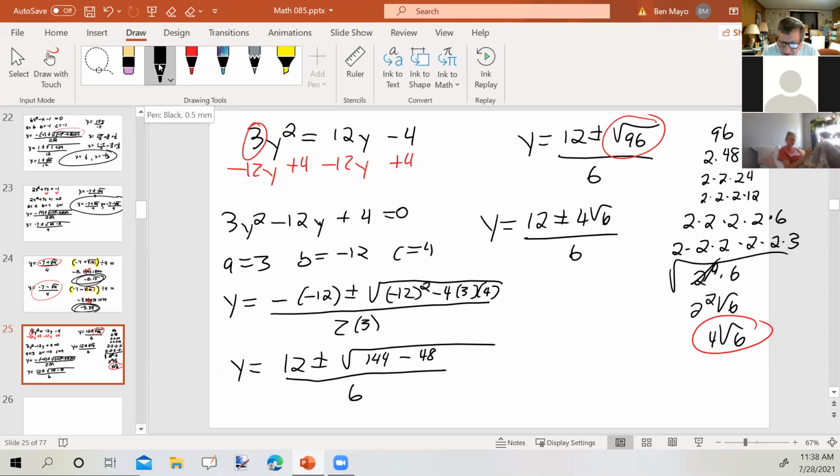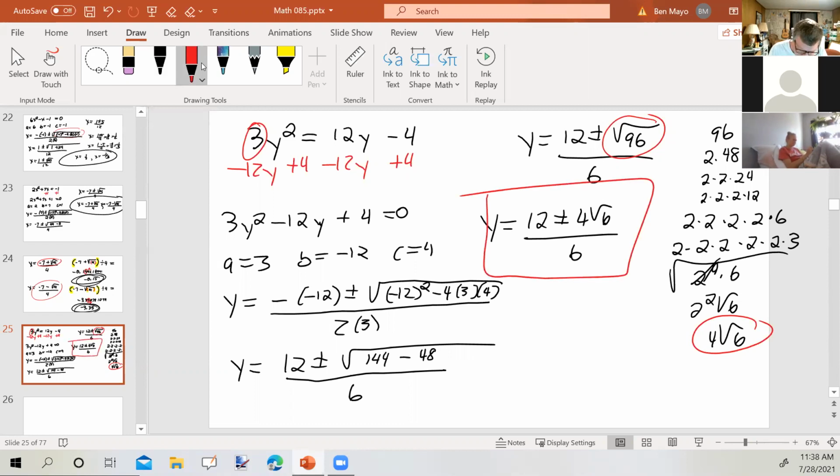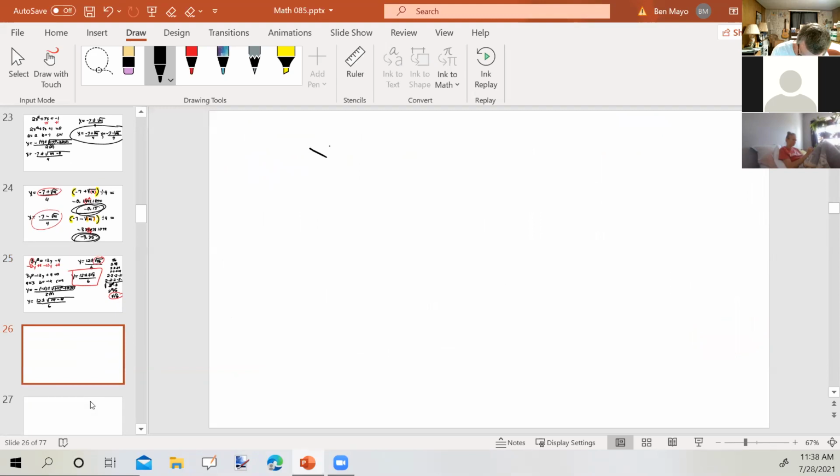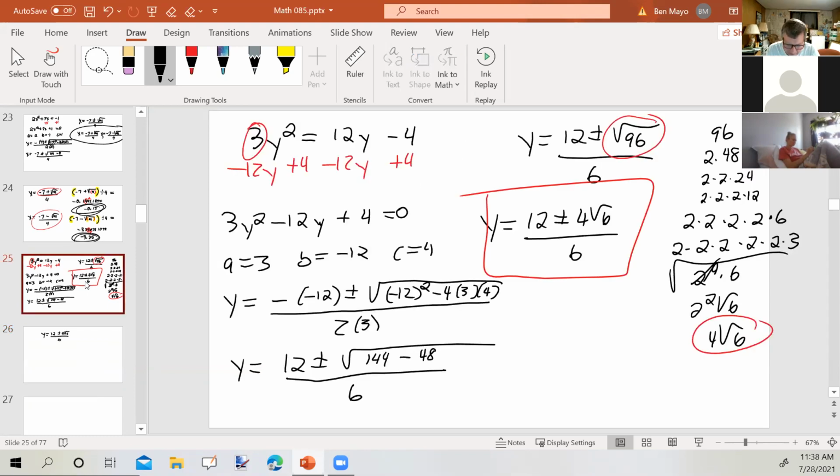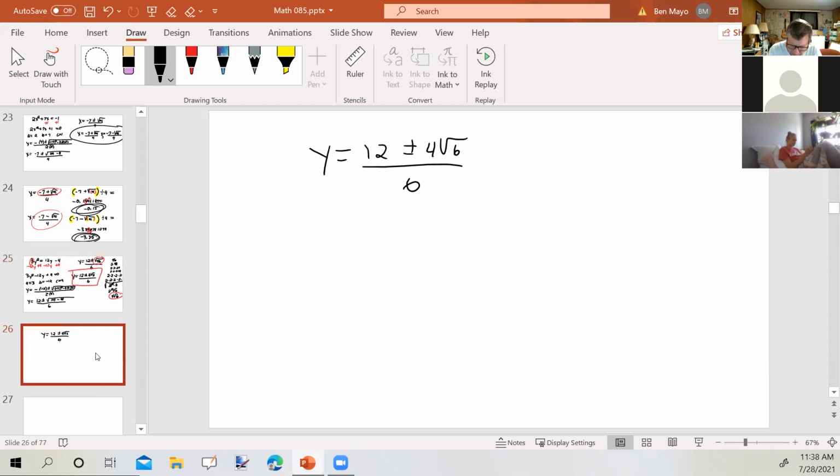But I can simplify the whole answer because I can reduce it down. Okay? And what I'm going to do, I'm going to take this and put that on the next page. y equals 12 plus or minus 4 square roots of 6 all over 6. Okay? So the box in red there, I'm going to the next page. Here's the thing. If these three numbers, this number, the coefficient out in front of the radical, and the denominator, if they all contain a common factor, we can reduce this thing down.